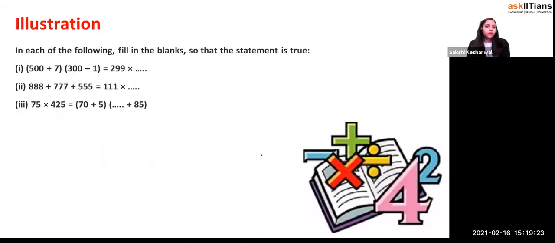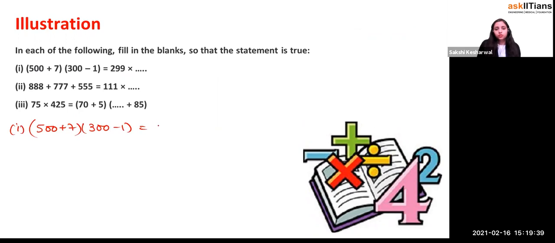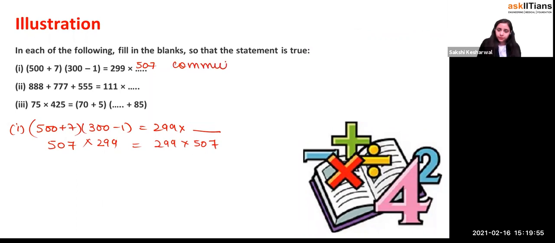Okay. Now it says that in each of the following, fill in the blank so that the statement is true. It says 500 plus 7 and 300 minus 1. So beta, let's talk about the first part, that is 500 plus 7, right? And 300 minus 1 is equals to what? 299 into the first part, right? So just see, this is 299, and this will be what, beta? 507. So again, can I write this as 299 into what, beta? 507 by the commutative property or not? Right? Again by commutative property.